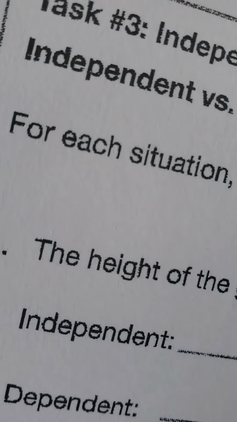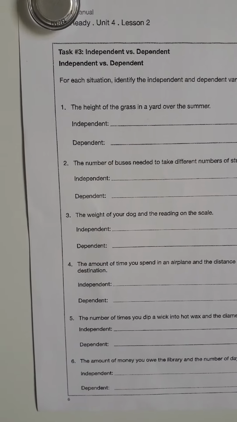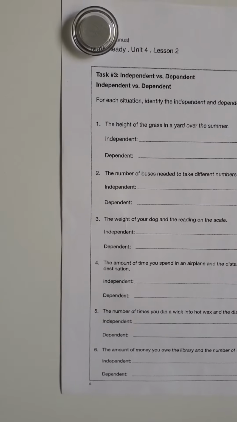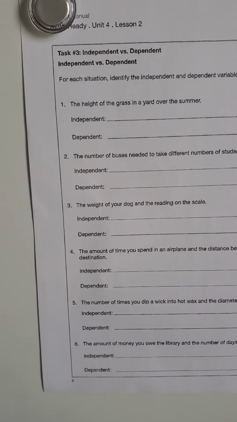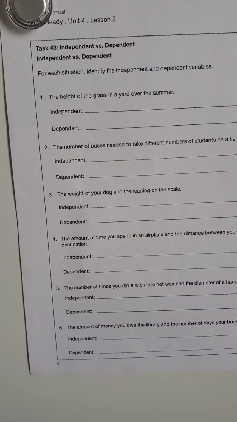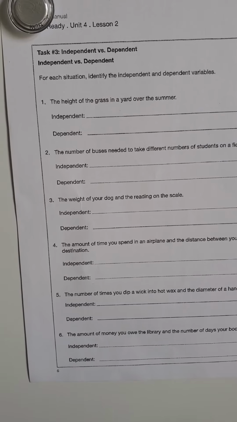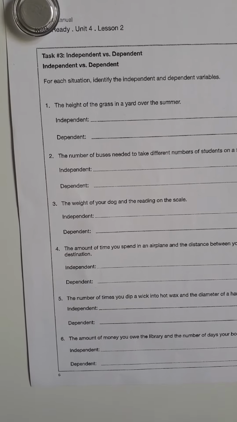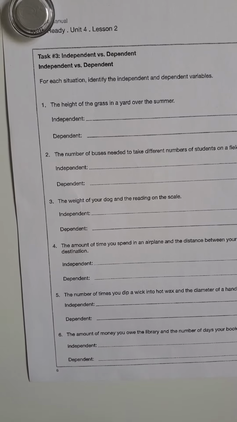All right. The next thing that you see is task number 3, independent and dependent. Okay, I'm just going to do these first 6 with you, and I'll leave you with 7 through 11 to try on your own, okay? So we're going to go through these. These are independent and dependent. Remember, independent is always your X, and dependent is your Y when we're talking about linear equations. When we're looking at words, the independent is what occurs first, and then the dependent is the result of whatever occurred.